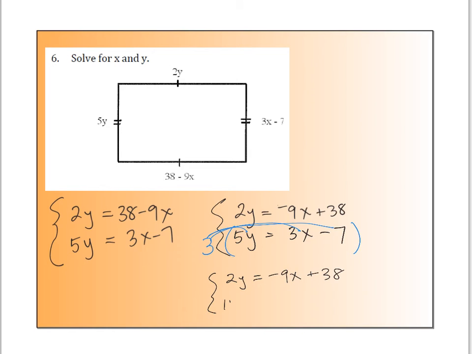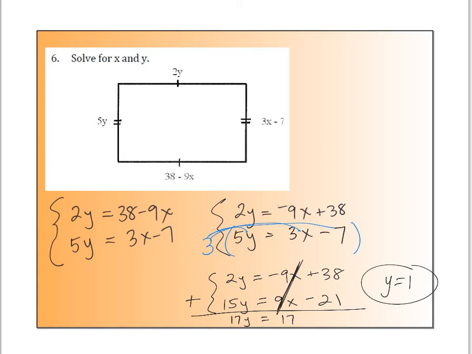So 3 times 5y is 15y. 3 times 3x is 9x. And 3 times negative 7 is negative 21. Now what you're going to do is add your equations together. So we wind up with 17y. The negative 9x and the positive 9x cancel. And then 38 minus 21 is 17. Divide both sides by 17, and y equals 1. So we have now solved for y.